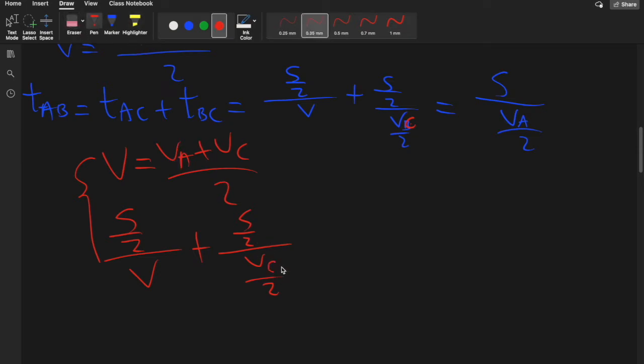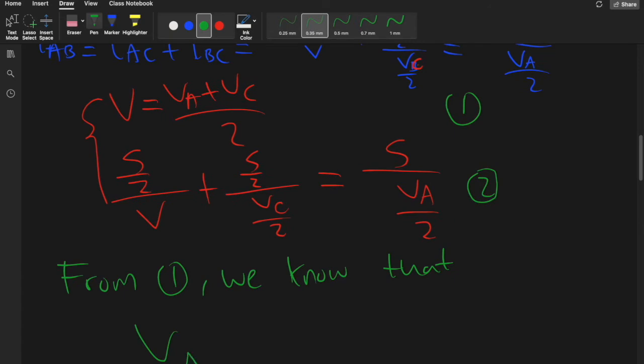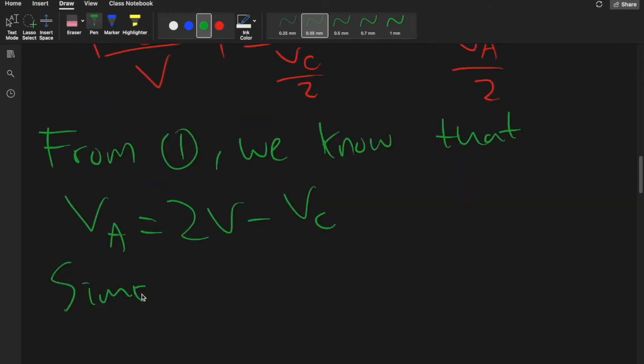I copied that wrong. It is equal to S over VA over 2, right? And now we can just solve for this two variable equation. So this one will be equation 1, and this one will be equation 2. From equation 1, we know that VA is equal to 2V minus VC.